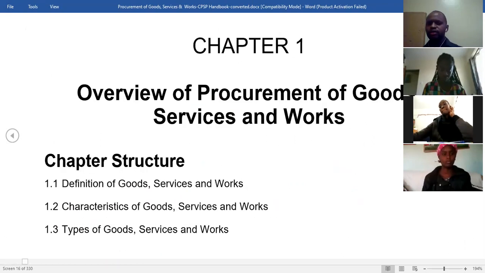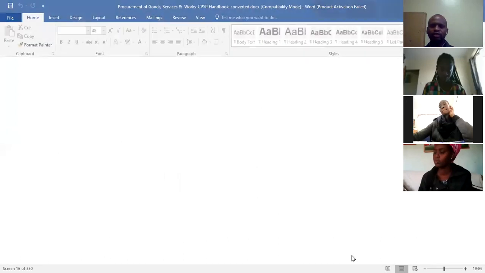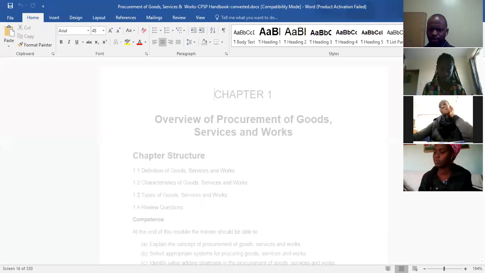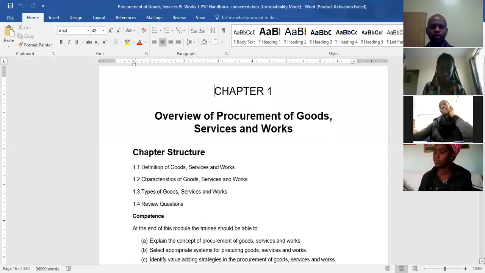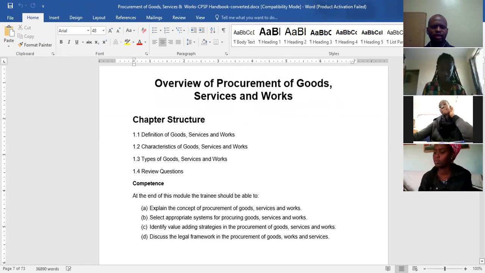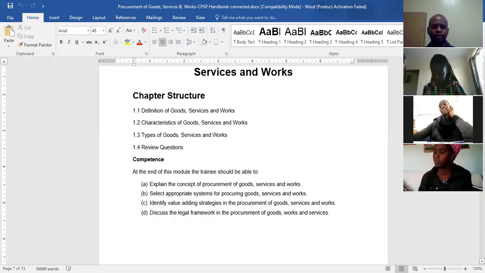So our first topic is the overview of the procurement of goods, works, and services. By the end of this unit, you'll be able to understand the definition of goods, services, and works. You'll also be able to understand some of the characteristics of goods, works, and services. The other important thing is that you'll also be able to understand the types of goods, works, or services. Then we shall have some review questions that we'll also answer.